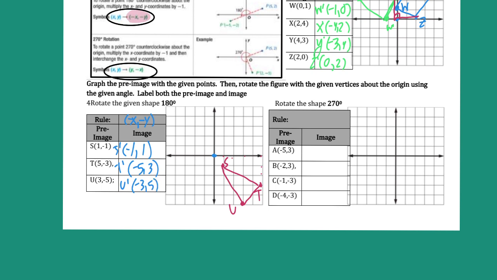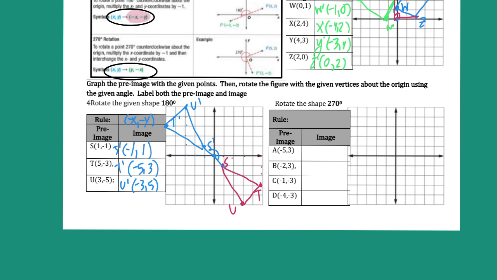So let's see how that goes. If you go -1 and 1, that's S prime, and then you do -5 and 3, that's T prime, and then -3 and 5, that's U prime. So then you can draw your new shape. And if you draw a stick to the common point, notice this is 180 degrees to go through the axes, which is kind of cute.